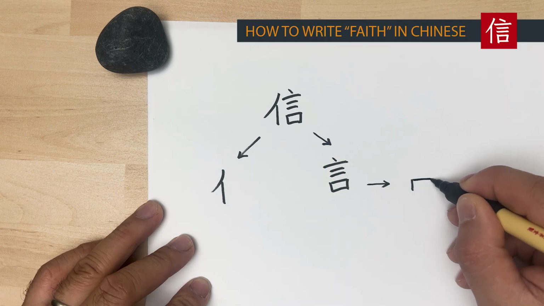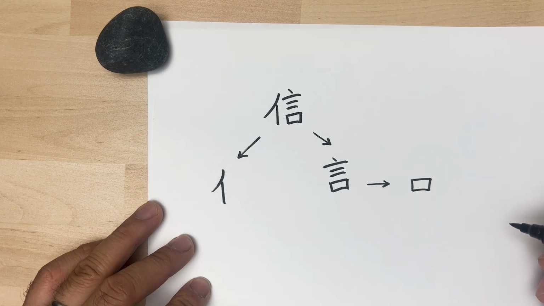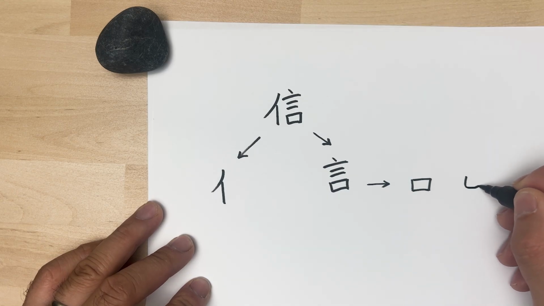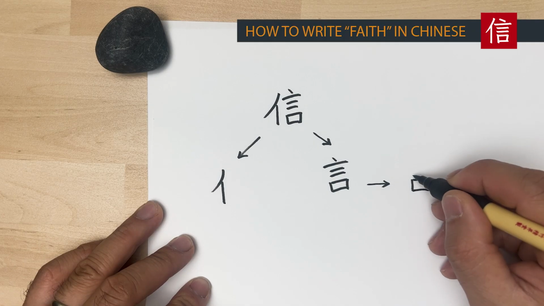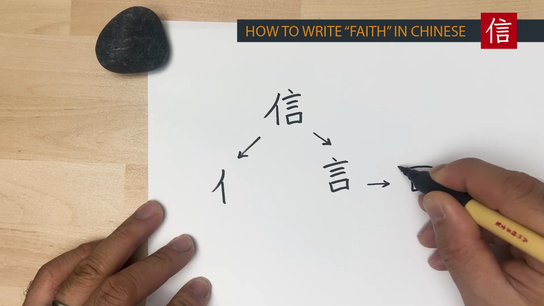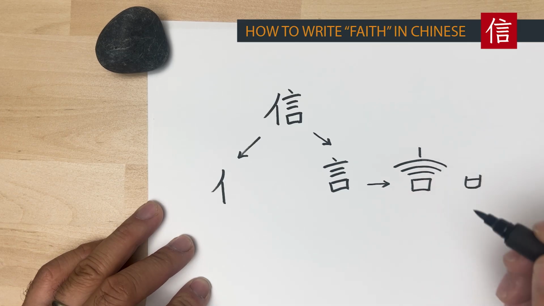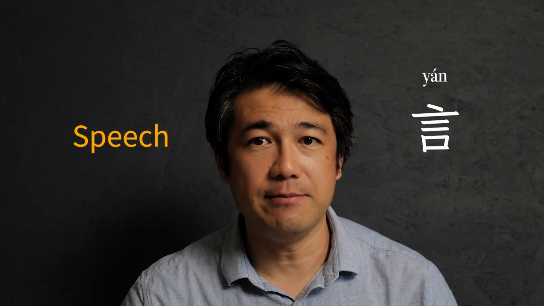The bottom part is a mouth. In oracle-bone script, it looked like this. So, what is related to the mouth? Speech. When we add some marks above the mouth, it looks like words coming out of it. So, the meaning of this character is speech, 言. Let's put the single person radical 人 together with speech, 言.